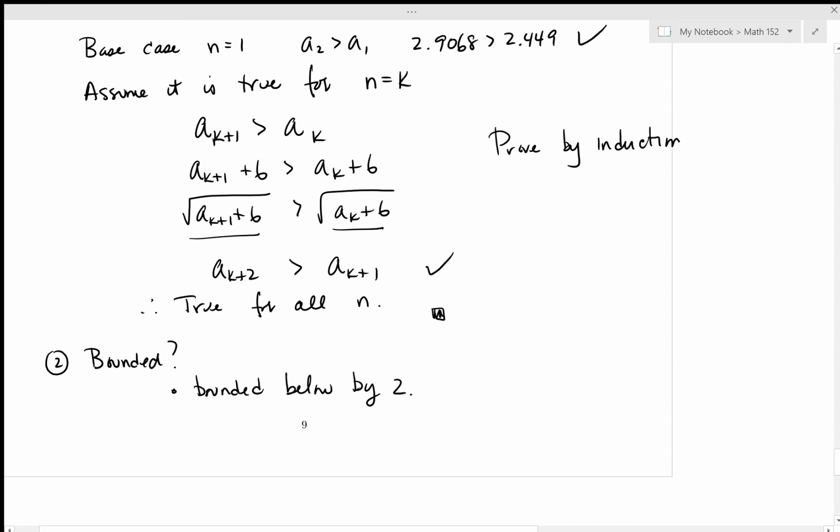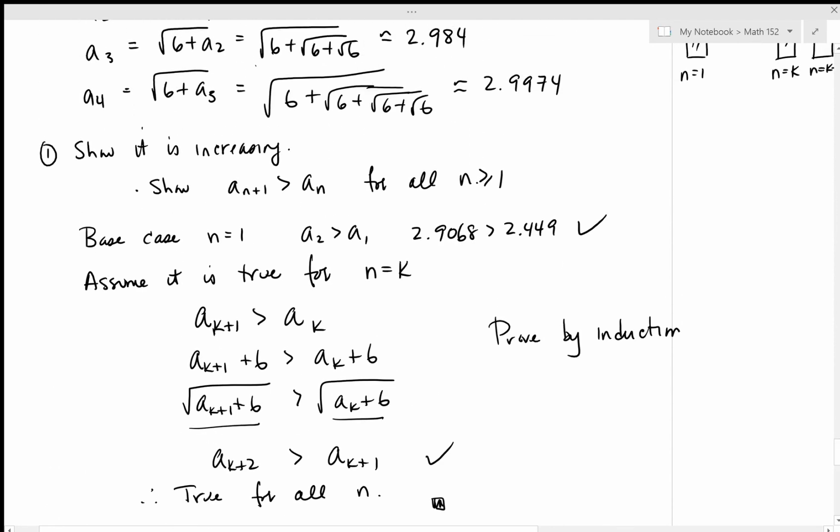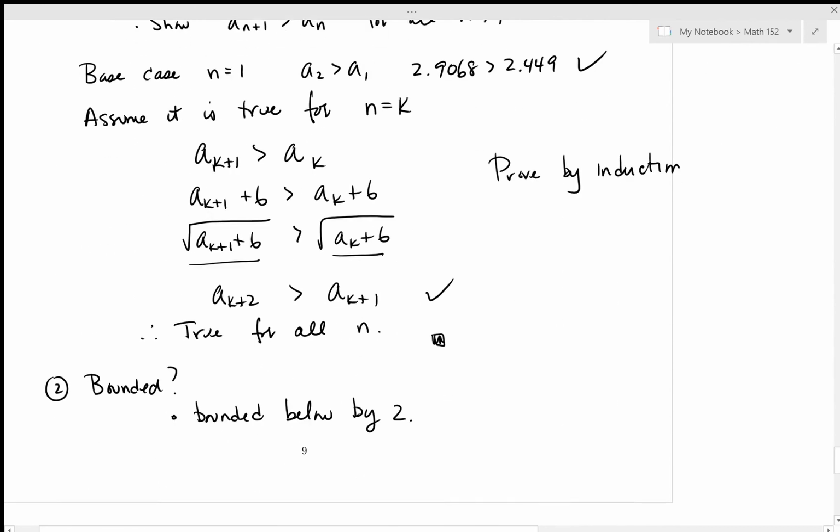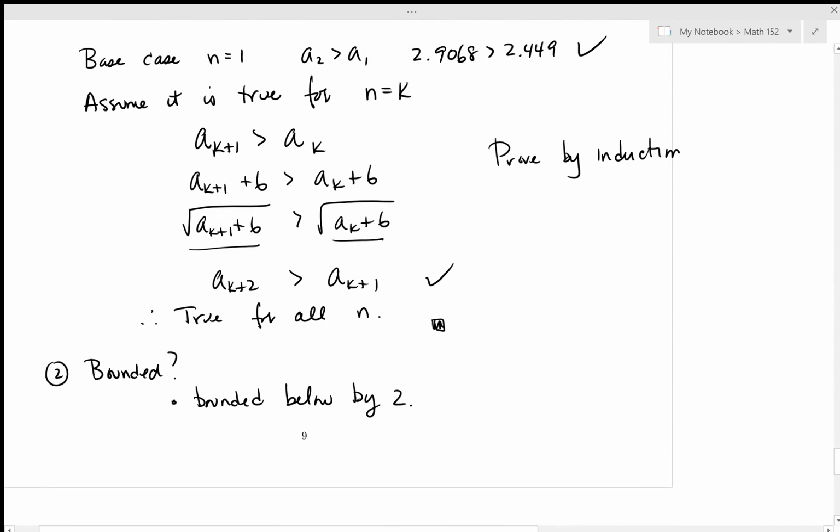Okay, you can see that the first one, square root of 6, is bigger than 2, and it's increasing. So therefore, it's bounded below by 2. We don't have to do much about that. It's bounded below by 2. So now, how about bounded above? Is it bounded above?